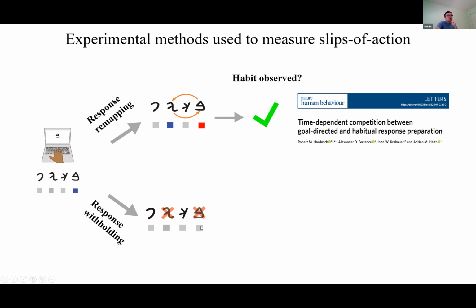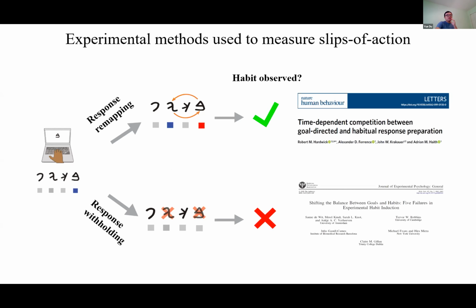Alternatively, the other way to tackle slips of action is to instruct participants to withhold the response to some of those stimuli. Similarly, if you become habitual on the original association, the presentation of this particular symbol will automatically trigger the originally associated response. However, now the stimulus does not require that response anymore. Unlike the remapping paradigm, for the response withholding paradigm there's not much success in demonstrating slips of action in human participants.